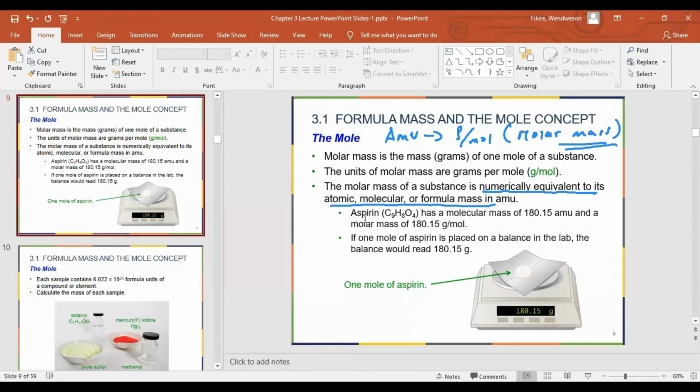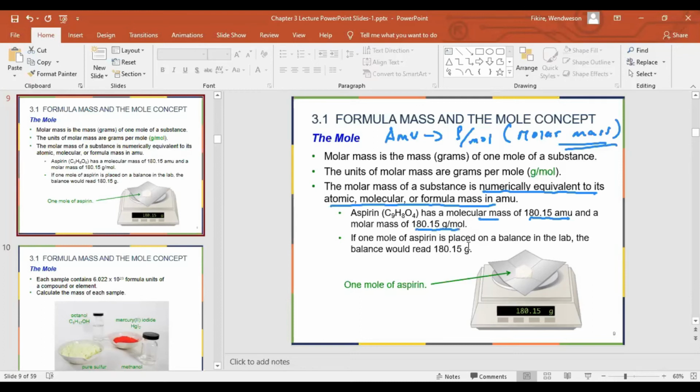Previously, we were talking about the weight of aspirin. Aspirin has a molecular formula of C9H8O4, and the molecular mass of aspirin was 180.15. That's the molecular mass. When we convert this number into gram per mole, now we're talking about molar mass. We just simply did 180.15 gram per mole. Okay, 180.15 amu versus 180.15 gram per mole. That's molar mass, and this one's molecular mass, okay?